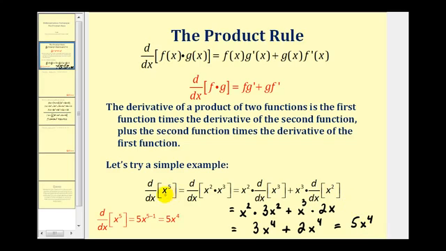Notice how when we wrote x to the fifth as a product of two functions and then found the derivative, it's the same as if we applied the power rule to x to the fifth, which is what we expect. Now we actually would never do this, but this is a nice verification that the product rule does work. Let's take a look at a more involved example.